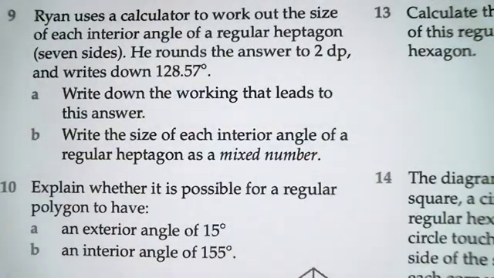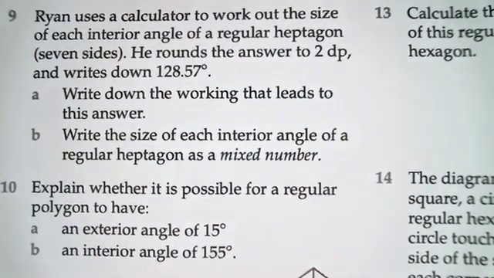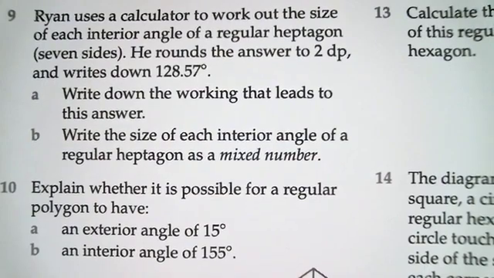So this is number 9, and it says Ryan uses a calculator to work out the size of each interior angle of a regular heptagon. Now, a regular heptagon is 7 sides, and it says he answers to 2 DP, writes down 128.57. So how does he get that?